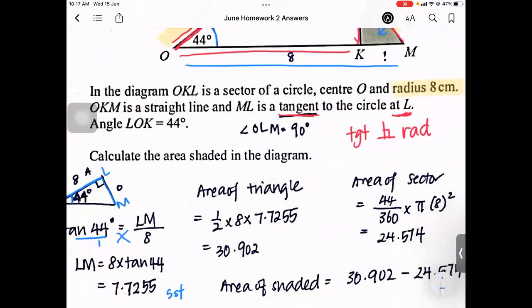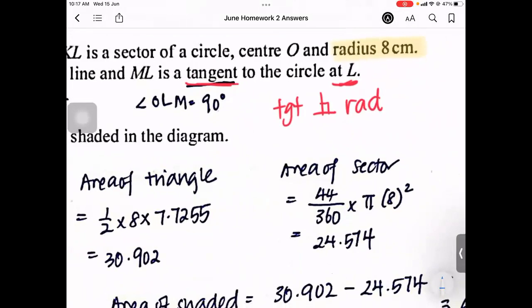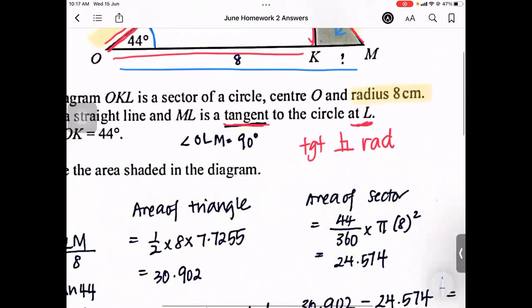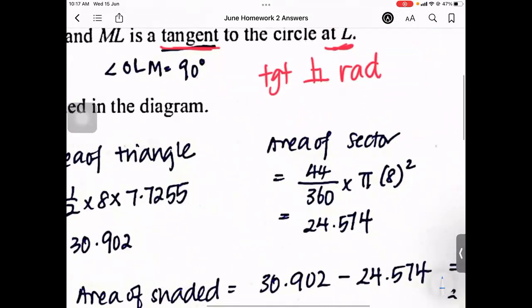Even if you cannot do this, you can at least find the area of my sector. Area of sector is the angle, which is 44 degrees, over 360 times pi r squared.